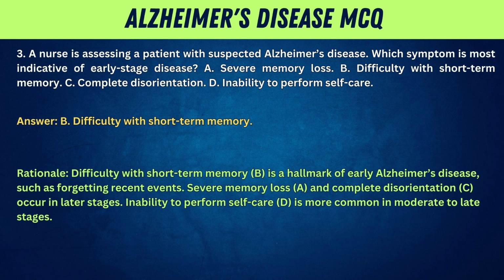Answer. B. Difficulty with short-term memory. Rationale. Difficulty with short-term memory, B, is a hallmark of early Alzheimer's disease, such as forgetting recent events. Severe memory loss, A, and complete disorientation, C, occur in later stages. Inability to perform self-care, D, is more common in moderate to late stages.